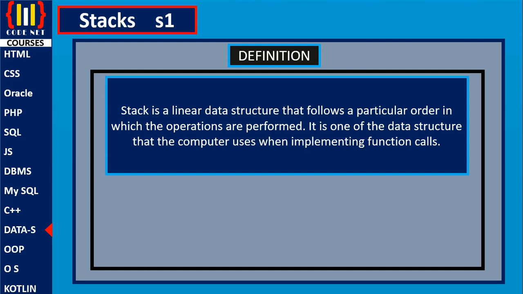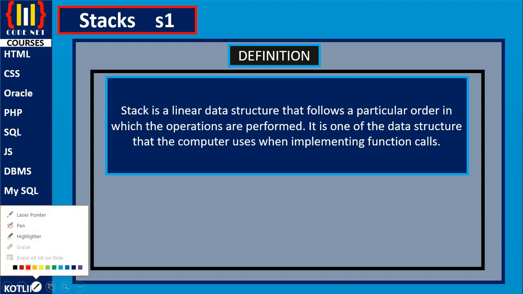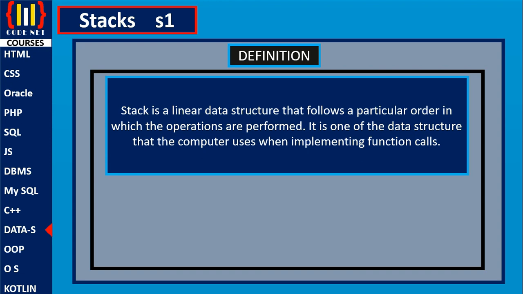By definition, we can define a stack as simply a linear data structure that follows a particular order as it performs its operations. Now, a stack is one of the data structures which a computer uses when implementing function calls. Some keywords that we need to pay much attention to as we understand what a stack is: simply the keyword linear data structure. The keyword linear is far different from the word non-linear. Hence, a stack is a linear data structure.